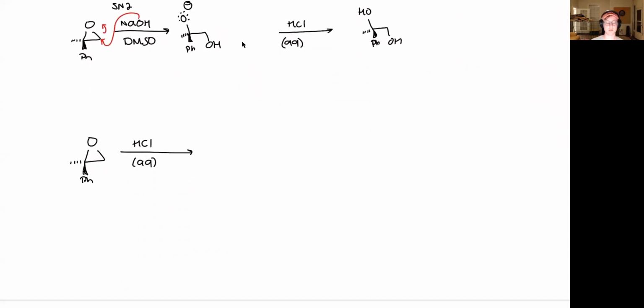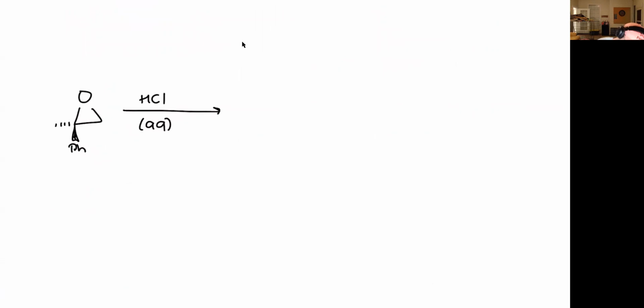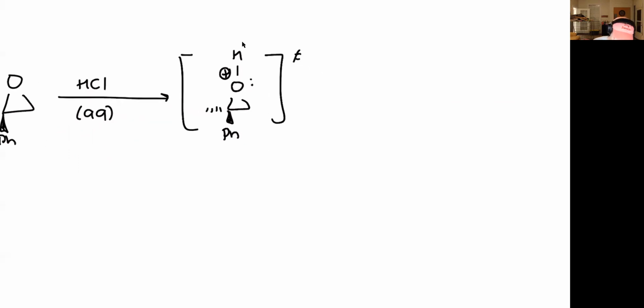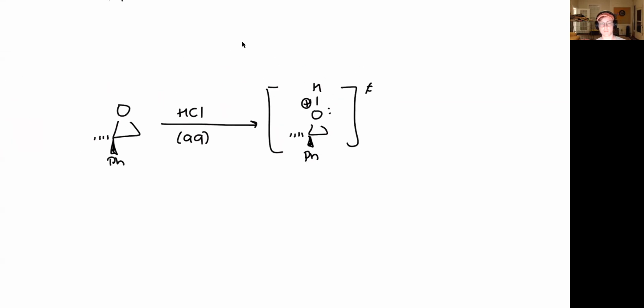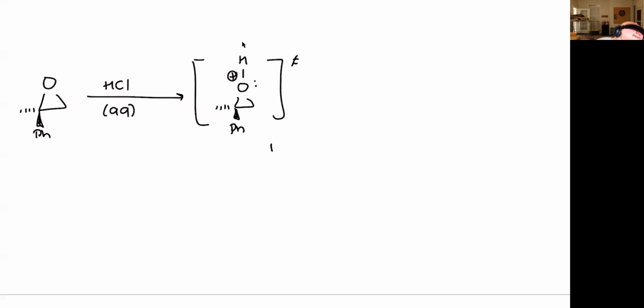And then with the acidic conditions, we first want to form the better electrophile. So we would get this, and that is just kind of like a transition state. And then we have HCl in aqueous conditions, which basically just means HCl in water. And so in this case, our nucleophile is going to be water. And we attack at the more substituted side, opening up the ring.